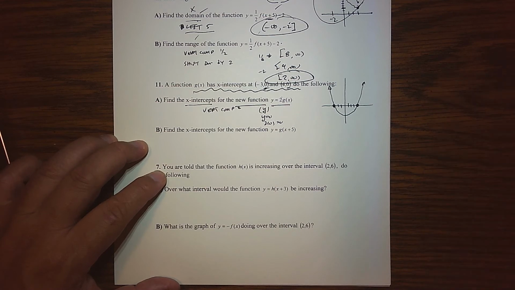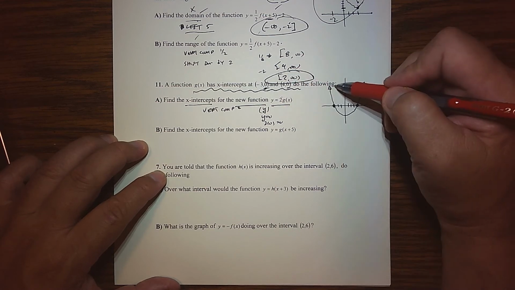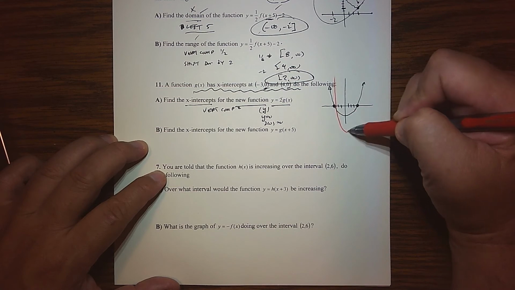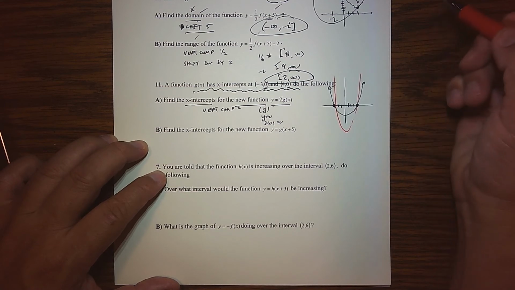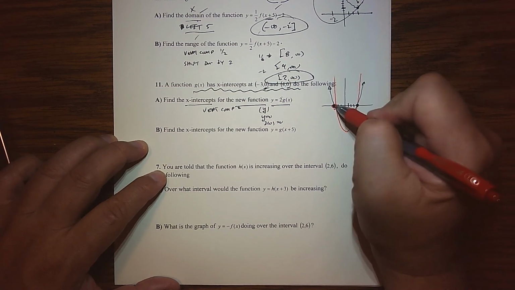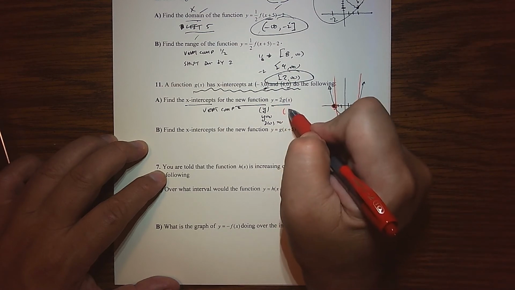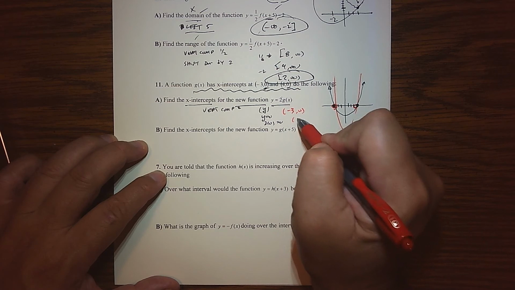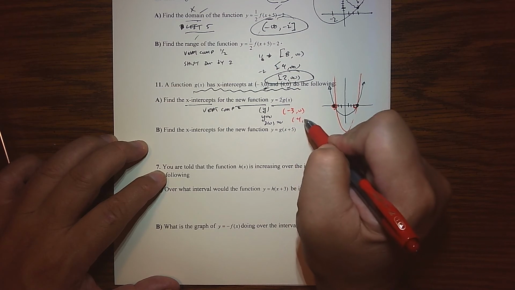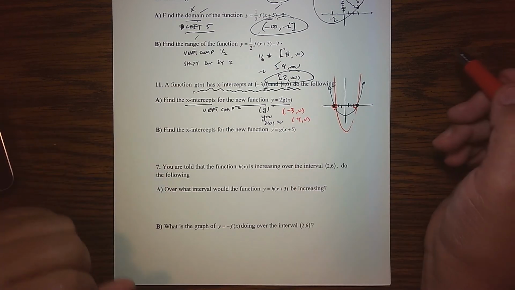So let me change pens here. This 2 is making everything stretch, so it's going to be a skinnier parabola, but the intercepts are going to stay put. So this guy will still have the same intercepts, (-3, 0) and (4, 0). So nothing to worry about.